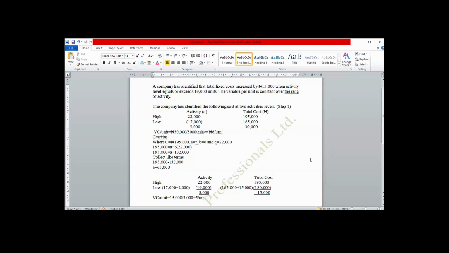Now, when you bring on board that, okay, nothing has changed from your own end, but the cost has changed. If the variable cost remains constant, nothing has changed on variable cost. What will happen? And the cost changes.